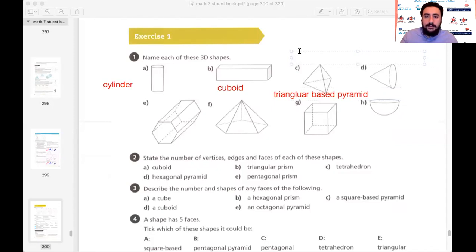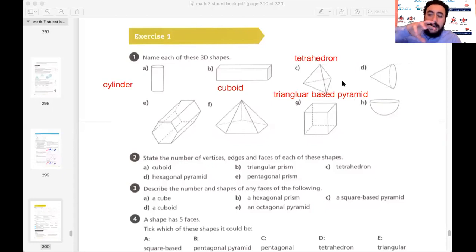Just stay with me. Guys, I'm going to tell you another small note. The triangular-based pyramid, we call it also a tetrahedron. So this one is a tetrahedron. Okay, so triangular based pyramid and tetrahedron are the same shape.